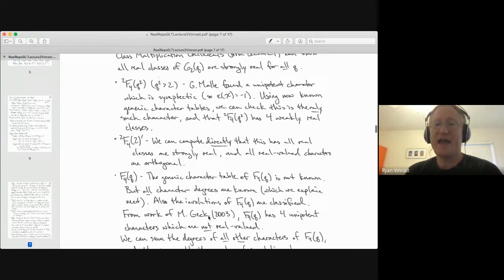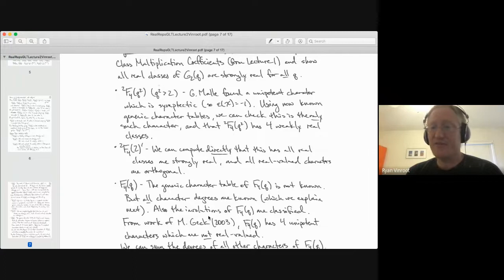And as it turns out, and I felt very lucky when this happened, a postdoc who is a colleague of mine and I did a computation. What we did is we said, okay, this thing has 4 unipotent characters which are not real valued.